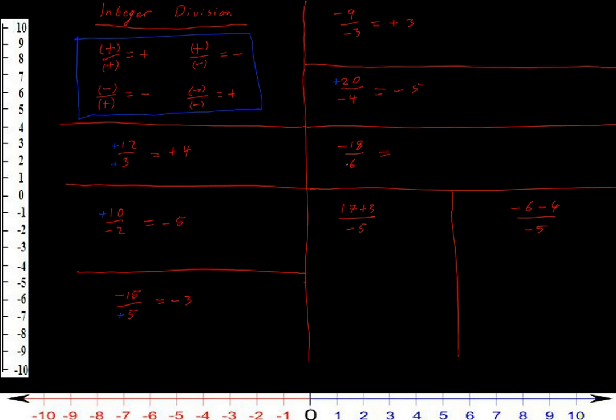Now, let's have a look here. I have minus 18 divided by 6. So I really have minus 18 divided by plus 6. There's no symbol in front of my 6, so that means that it's positive. Minus divided by plus is going to give me minus. 18 divided by 6 is going to give me 3. There are 3 6's in 18.